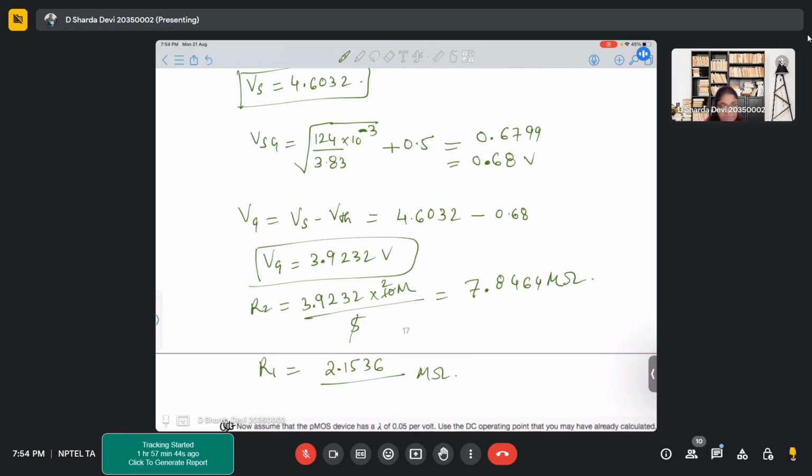Is this clear? It is solved both ways, okay? Considering 2IDC and also considering IDC.